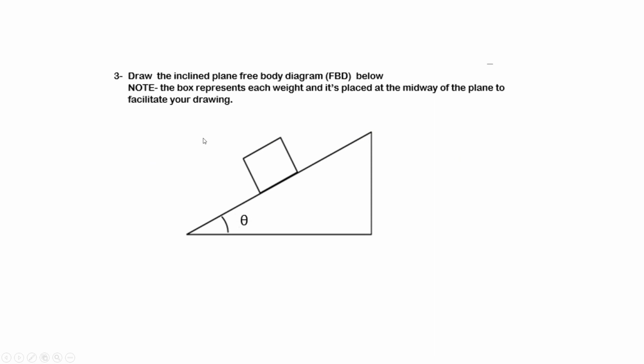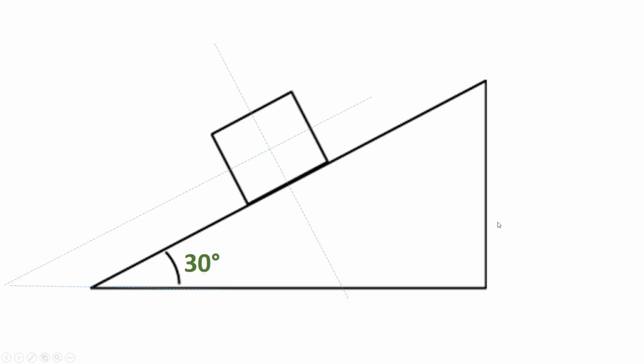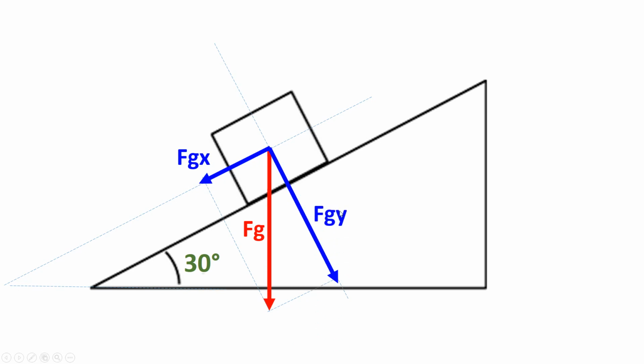Now we are going to draw the inclined plane free body diagram. We are going to represent the weight by this box and place it midway along this plane to facilitate our drawing. First, draw the weight force from the center of mass of this box, and from the tip of this vector, draw a fine line and find the components. Here is the X component of this weight, and here we have the Y component of this weight.